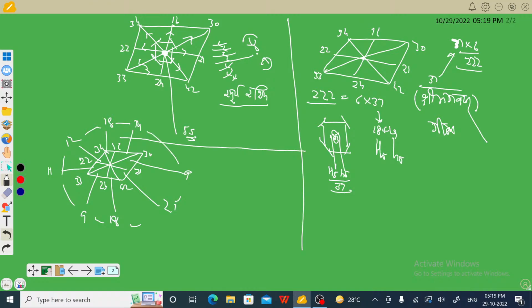these come to be 112. See, 112, it is 31 plus 81. See, it is a cube and it is a square.